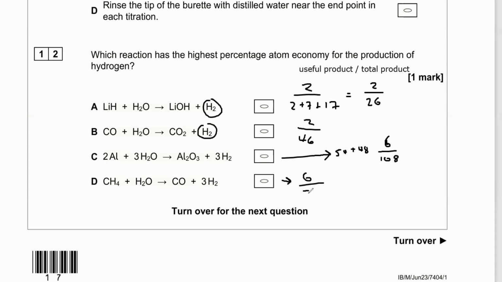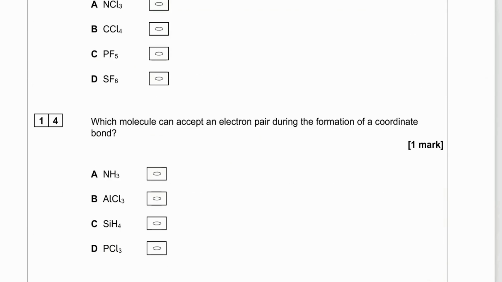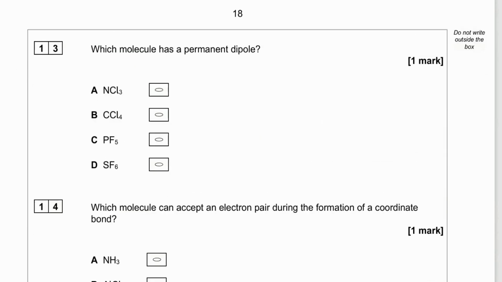So if I do 6, which is 3 times H2, divided by CO plus 3 times H2, it's going to end up being 6 over 34 when you add up all those Mrs. That's going to give me a higher atom economy. Obviously, you should do this then times 100, but I'm just doing the quick hand way. Okay, so that one has the largest atom economy. And if you want to find out the percentage atom economy, you just press equals on your calculator and times 100.